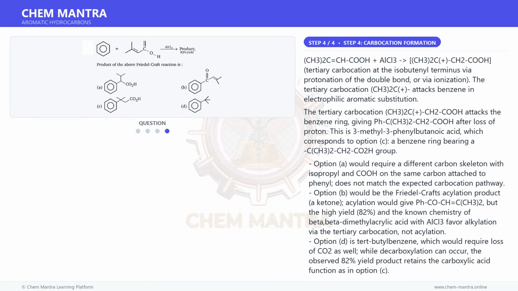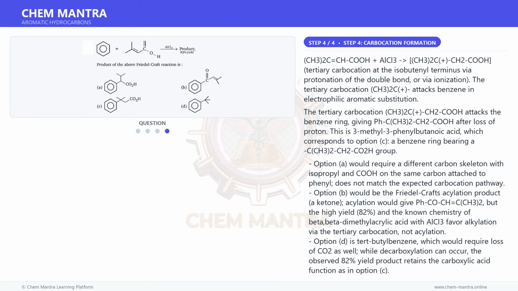Option B would be the Friedel-Crafts acylation product, a ketone. Acylation would give PhCOCH=C(CH3)2, but the high yield of 82% and the known chemistry of beta-dimethylacrylic acid with AlCl3 favor alkylation via the tertiary carbocation, not acylation. Option D is tert-butylbenzene, which would require loss of CO2 as well. While decarboxylation can occur, the observed 82% yield product retains the carboxylic acid function as in option C.